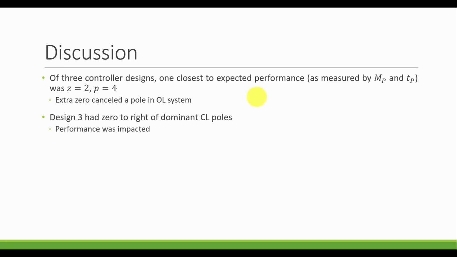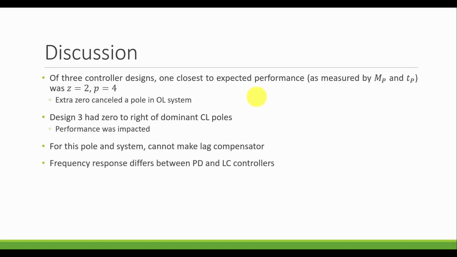We didn't see it have overshoots like we would expect from a second order system, but in fact it's not a second order system. It had 3 poles and 1 zero. We couldn't make a lag compensator for this particular desired pole and this open loop system. That's not universally going to be the case. And we saw that the frequency responses differed when we used the PD controller and compared it to the 3 designs for our lead compensator controllers.